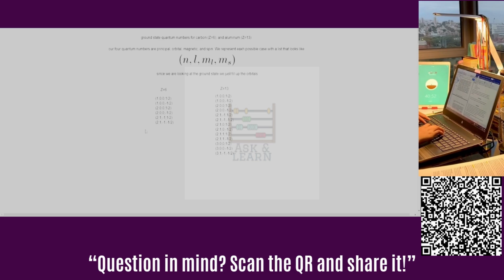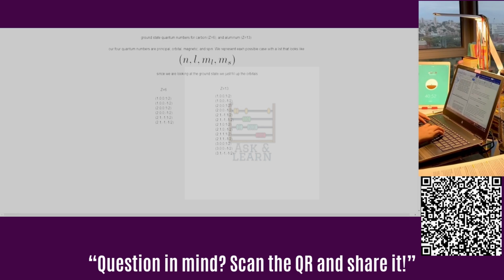And then we stop because we have filled up all the orbitals for Z equals 6, so we only have the 6 possible configurations. Now we go to Z equals 13. Since we're filling up the orbitals, the first 6 orbitals in Z equals 13 have the exact same quantum numbers that we just found for Z equals 6, so we just need to calculate 7 more.